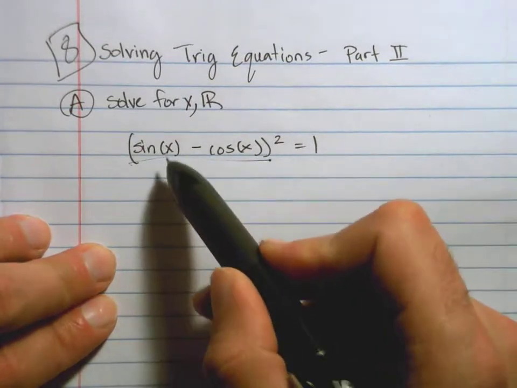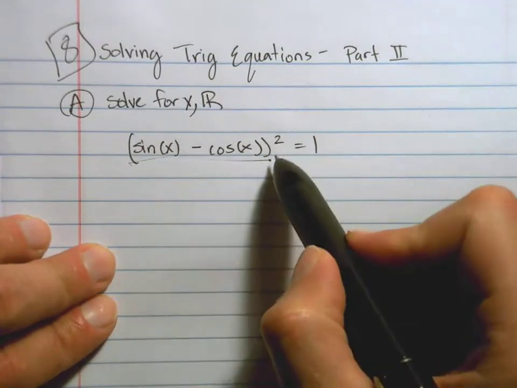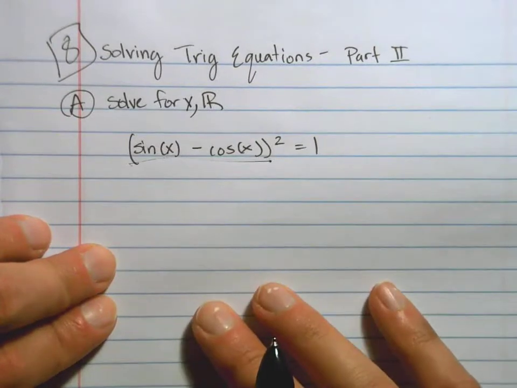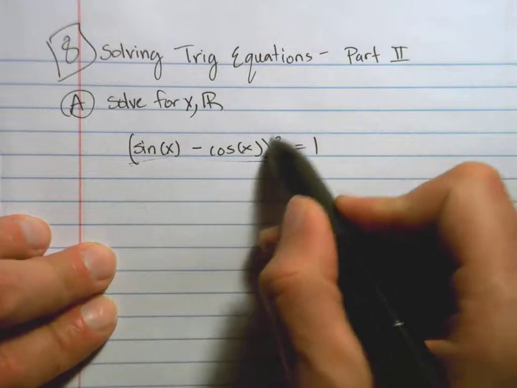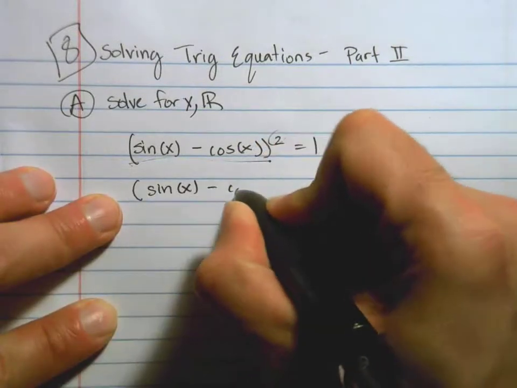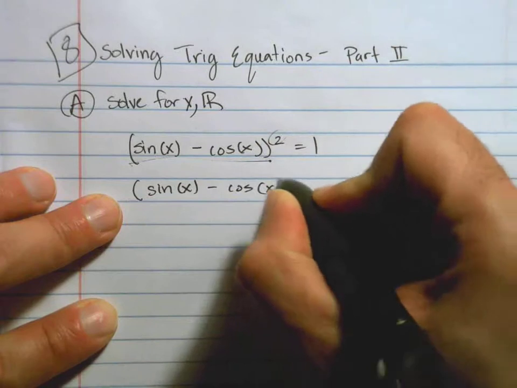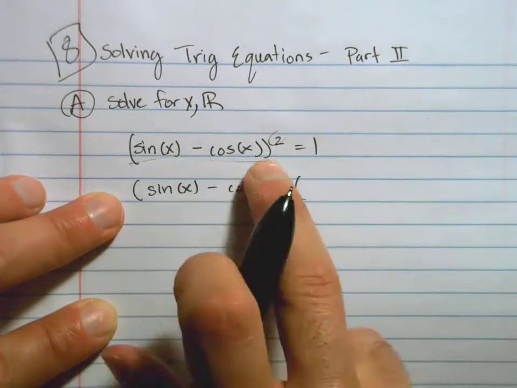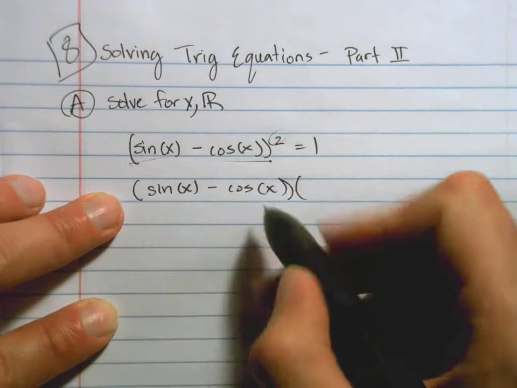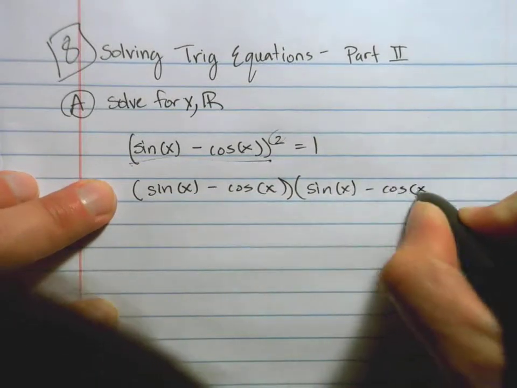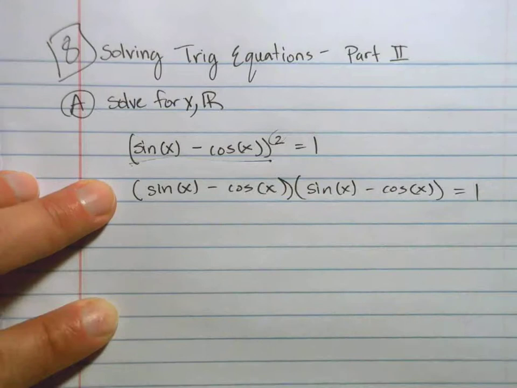Second thing is, look, I've got to expand this guy, right? There's a square. That is not a difference of squares. This is like saying sine x minus cosine x times the same thing, right? Square means the definition: same thing times the same thing. So I just write that out again. Sine x minus cosine x. That equals 1. What does this stuff equal?